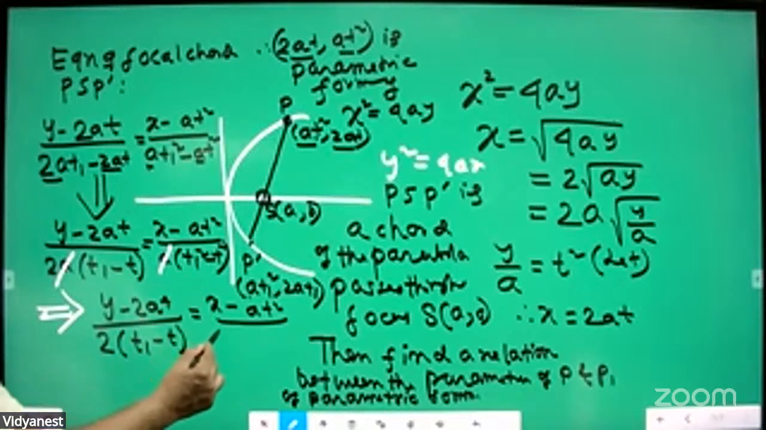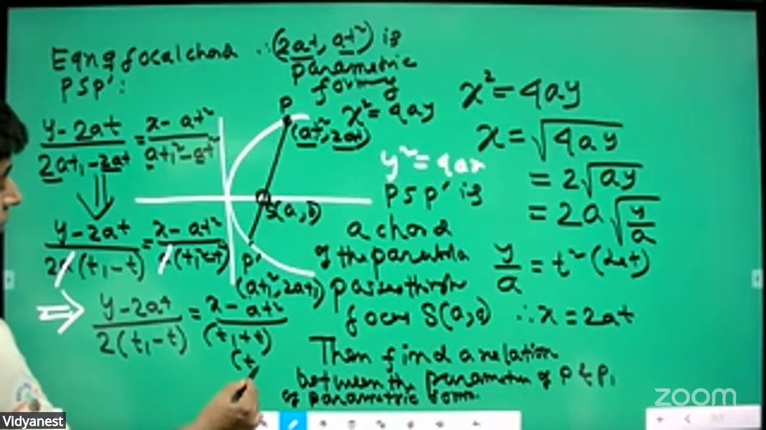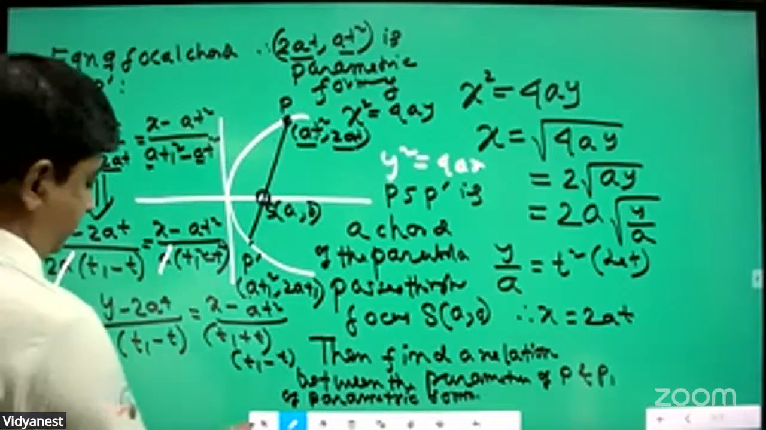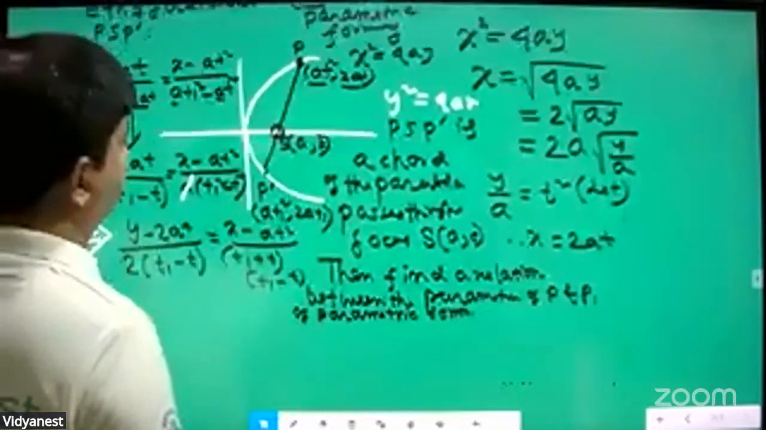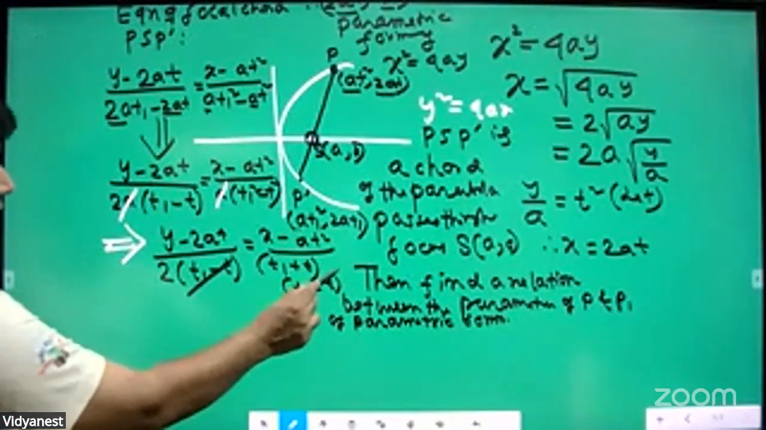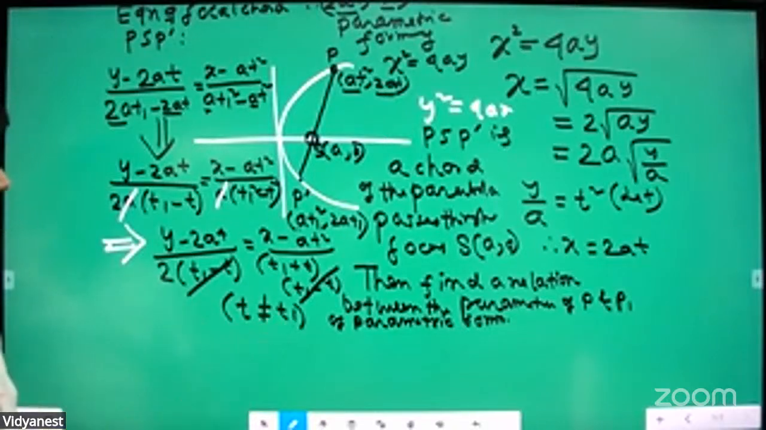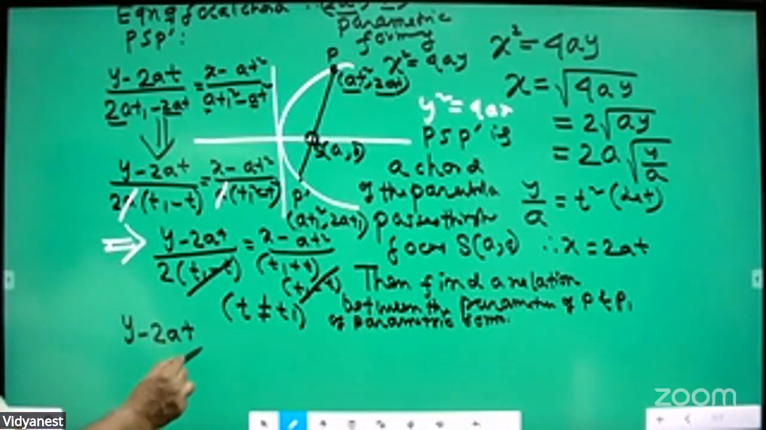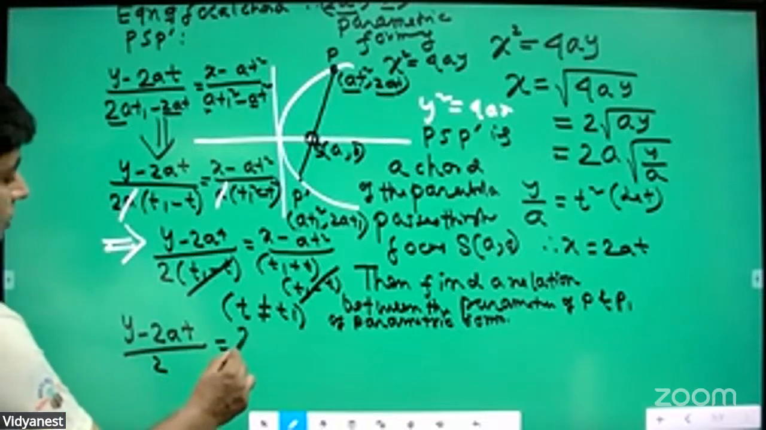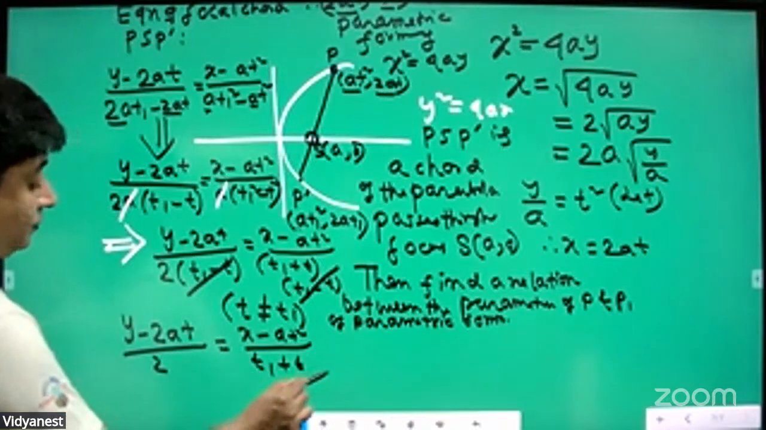a square minus b square, that is (t1 plus t) into (t1 minus t). Okay? Now from both sides, I can drop t1 minus t, mentioning t not equal to t1. So what is left for us? (y minus 2at) by 2 is equal to (x minus at square) by (t1 plus t).